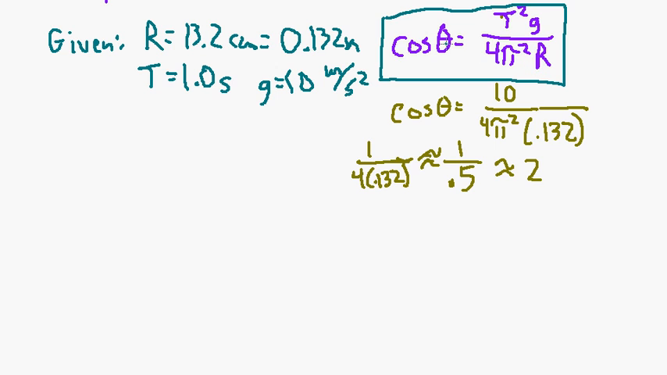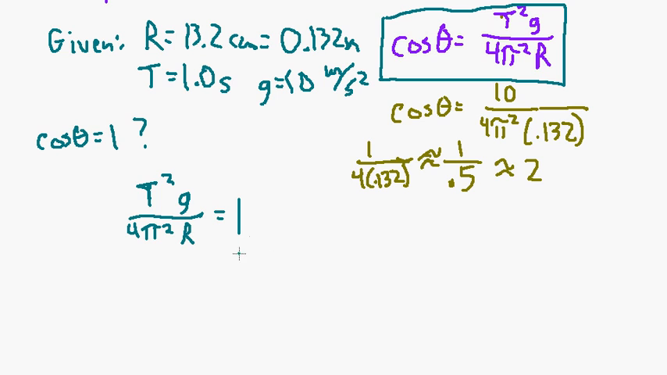So let's find out what the limit is. Let's find out what the maximum is, so let's just experiment with this. What happens if cosine theta equals 1? That means t squared g over 4 pi squared big R must equal 1, right? So that's going to mean t squared equals 4 pi squared big R over g, and R here is 0.132.